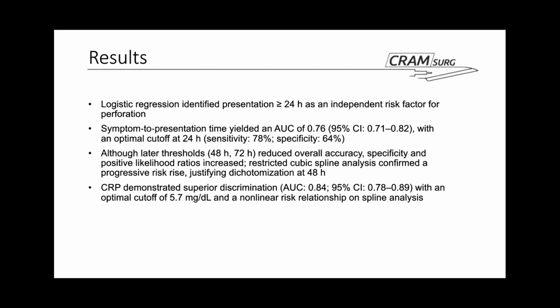Looking at the CRP demonstrated superior discrimination with an area under the curve of 0.84, and they found an optimal cutoff of 5.7 milligrams per dL and a non-linear risk relationship on spline analysis.